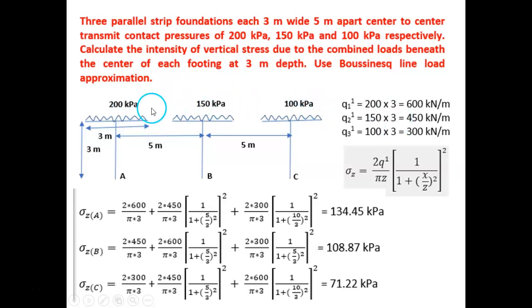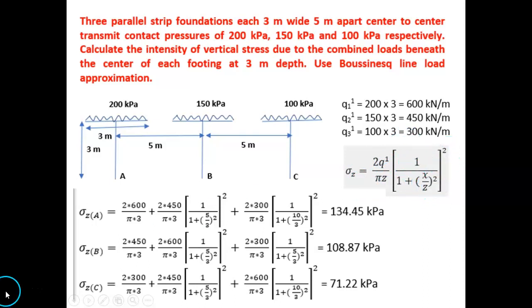Okay, these loads are given in kilonewton per meter square, that is load per unit area. We have to convert into load per meter length. So to convert the load per unit area to load per unit length, you have to multiply this load with the width of the strip load. So you will be getting the line loads as 600 kN per meter, 450 kN per meter and 300 kN per meter. The line load equation is sigma z equal to 2q dash by pi z into 1 by 1 plus x by z square whole square.